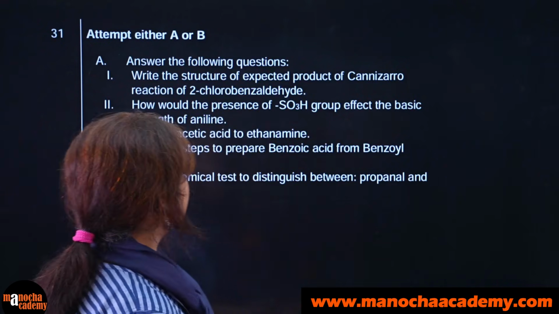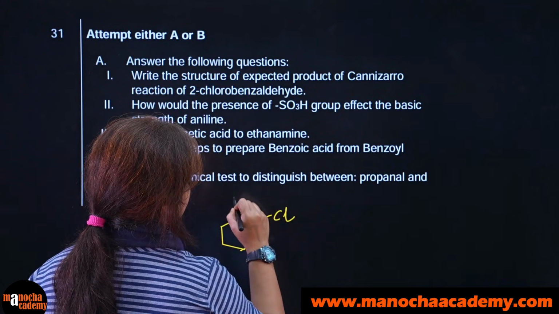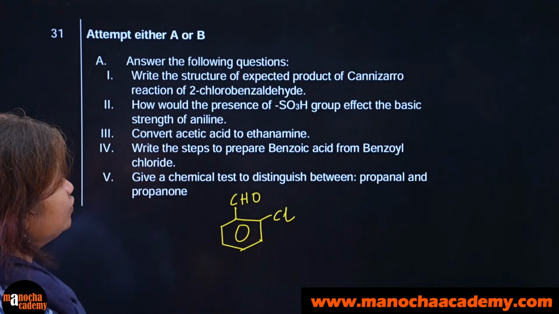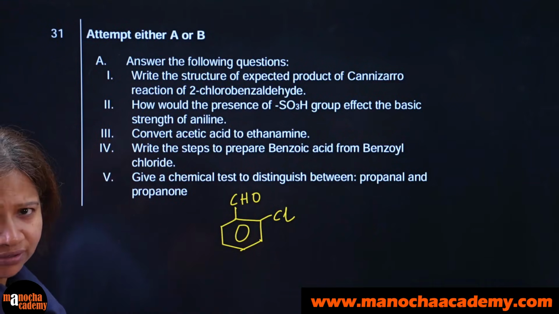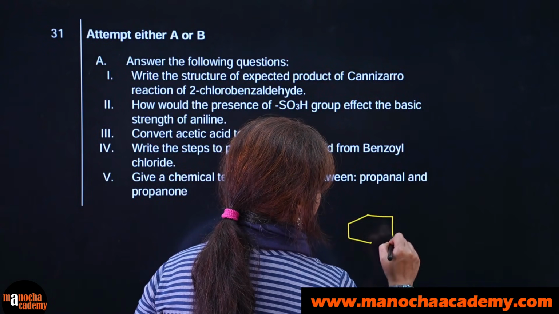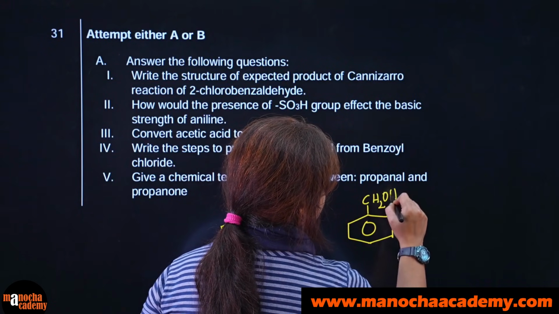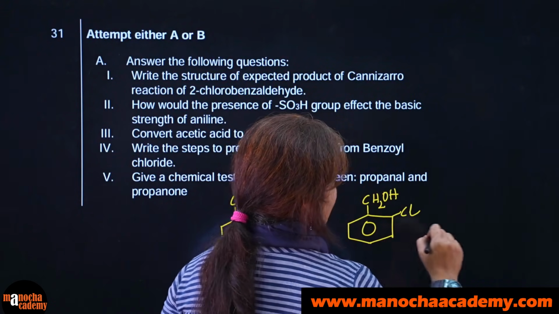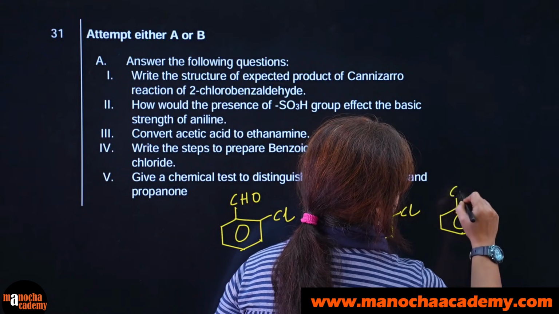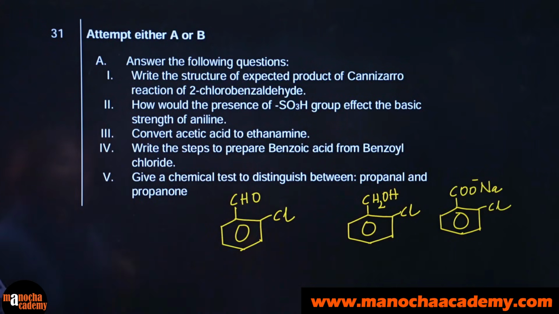So based on these points, first we write 2-chlorobenzaldehyde is this. They told us to write the structure of the expected product. We don't have to write the reaction. So we'll write the structure of the expected product. So the answer will be, as I told you, one of the CHO will be reduced to CH2OH and the chlorine remains, and the other product will form the sodium salt of the carboxylic acid because the medium is basic. So I write this. So the first part of the answer is done.